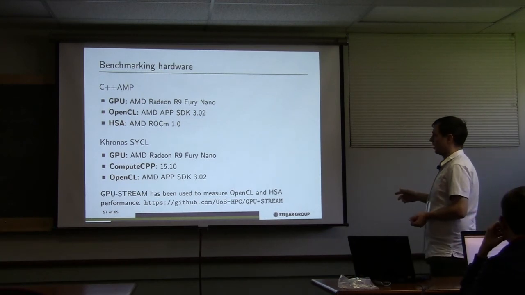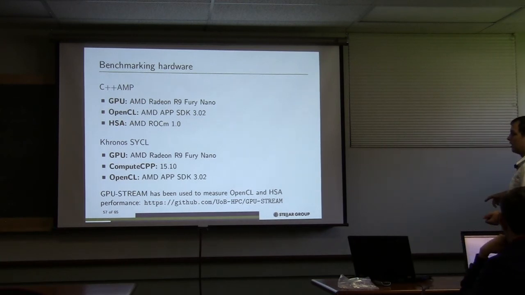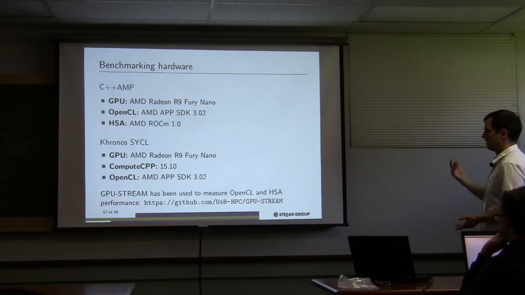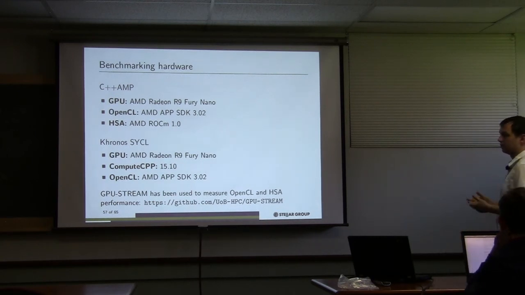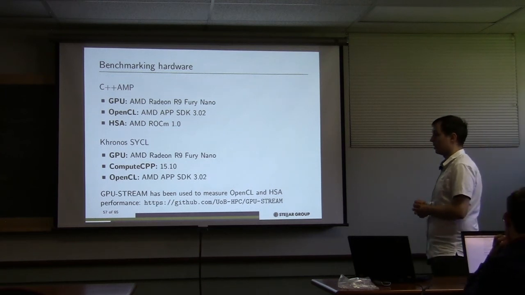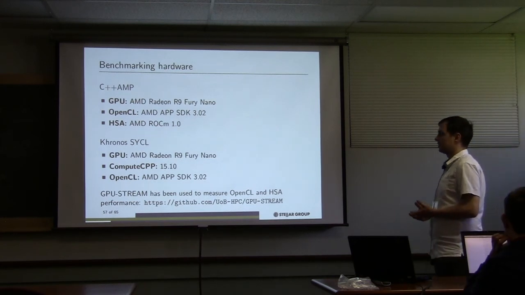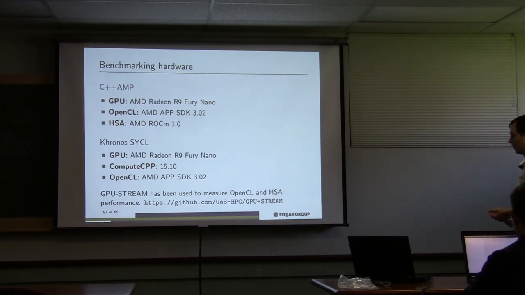For SYCL, we use the same GPU, but only, of course, on the OpenCL backend. On CUDA, we cannot test SYCL because we don't have SPIR support. It took NVIDIA 4 years to develop OpenCL 1.2 support. So I guess that SPIR maybe will come in 2020, not earlier.